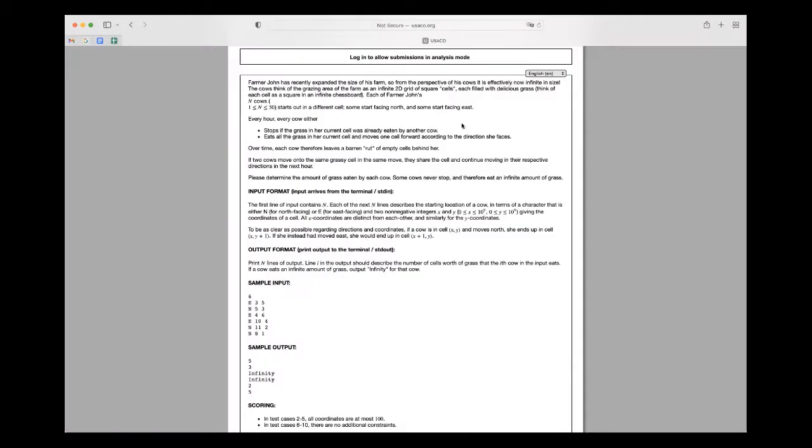So here is the problem. I assume you guys have read it already. So yeah, let's just go into the basics of the solution. The idea behind the problem is that you have a bunch of cows and their points, and every time the cow will go in a direction, let's say like this and like this. You essentially want to figure out how long it takes for the cow to stop.